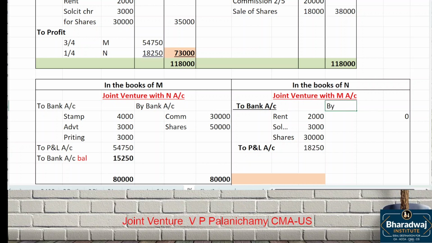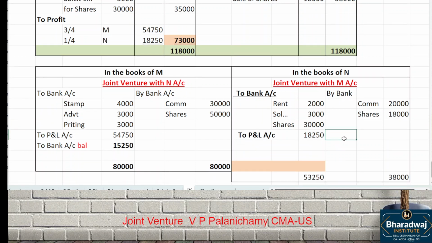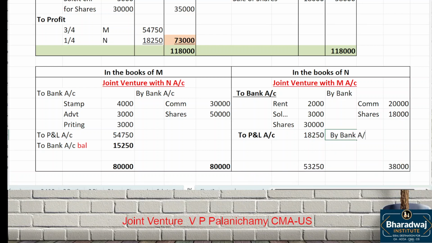18,250. By bank for the commission: how much commission did he earn? Received 20,000. Sale of shares, how much did they sell? 18,000. Tally this and you will get the balancing figure, which will come as by bank account. What is the balance collectible? The same amount should come: 15,250.